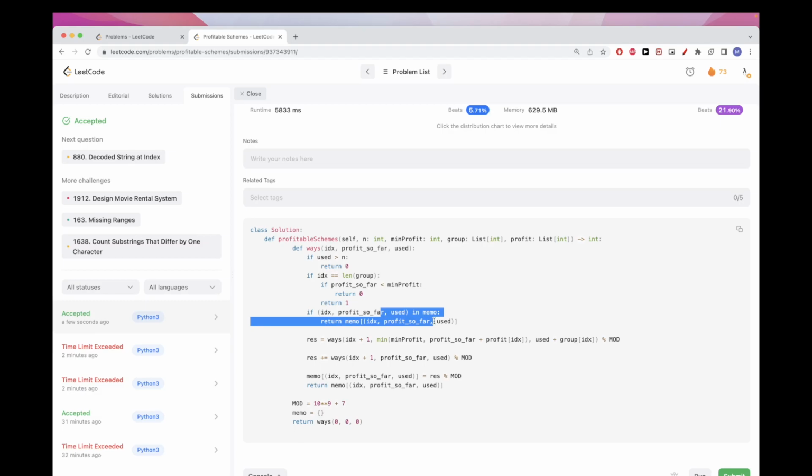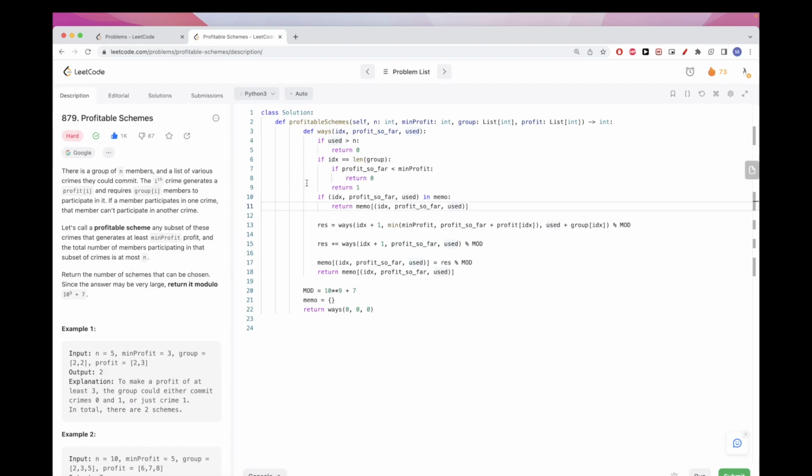So before switching to normal DP, if you have multiple states, try to see if there is a way to reduce the number of values that one of them can take, and that will reduce the combinations. I think that's the lesson from this problem. Yeah, so that's pretty much it for this problem.